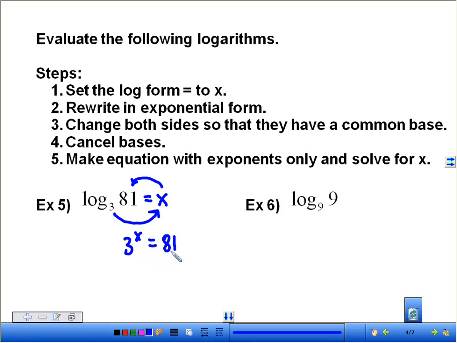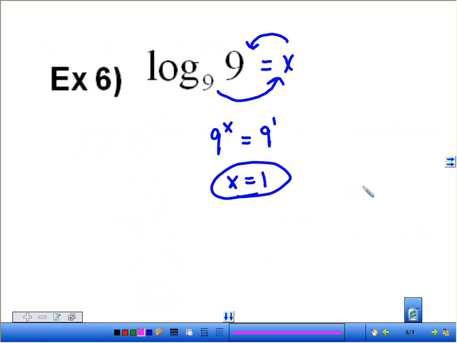Well, let's express that 81 with a base of 3. This side is 3 to the power of x. 81 is 3 to the power of 4. If 3 to the power of x is equal to 3 to the power of 4, then x equals 4. You try it on example 6. How'd you do?